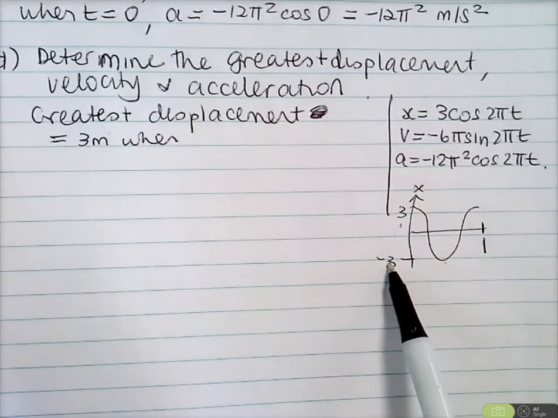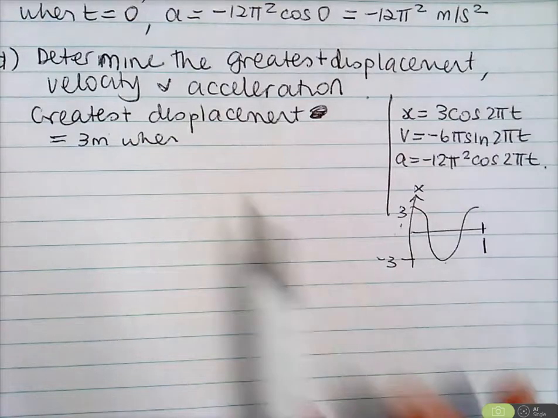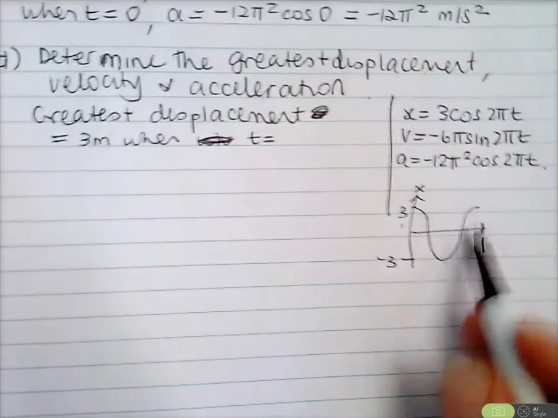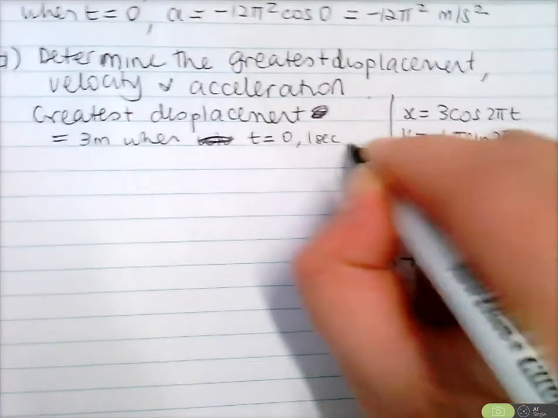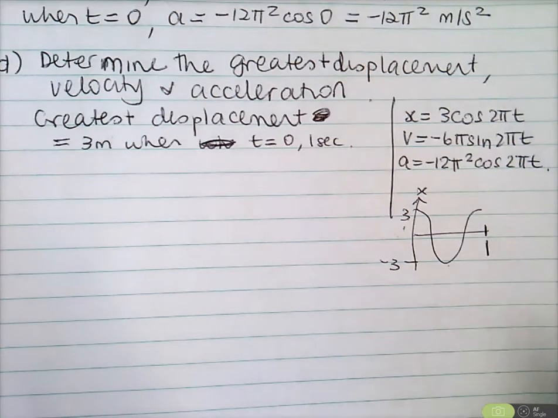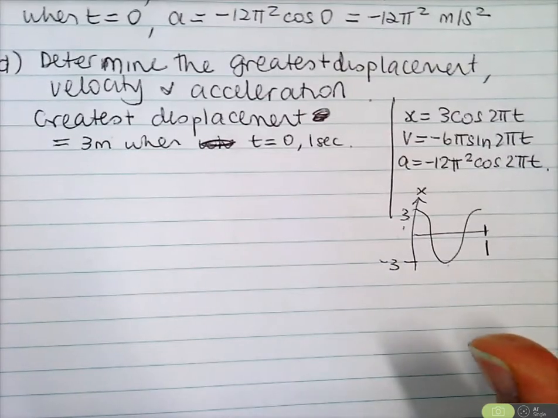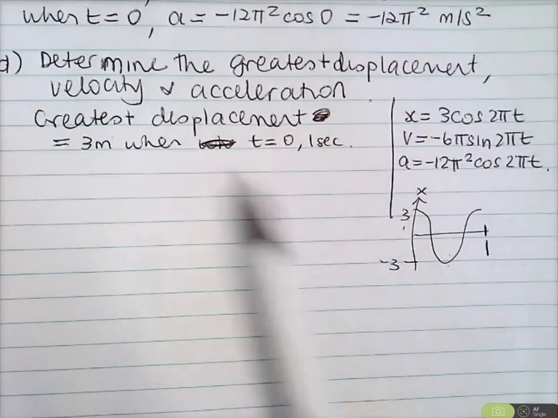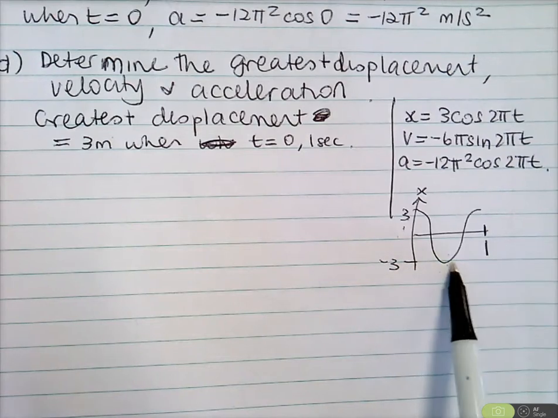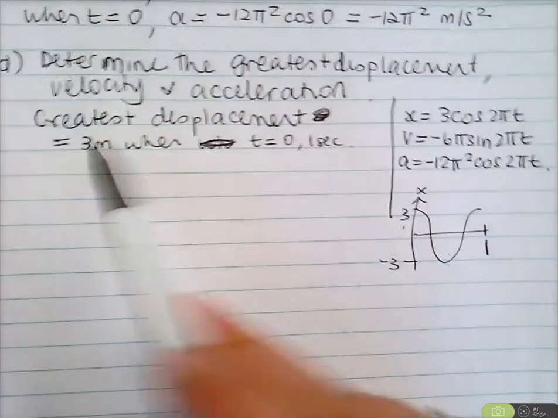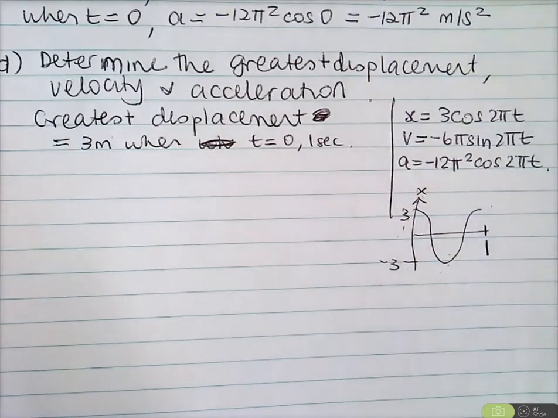3 plus 3 is greater than minus 3. Okay? So the greatest displacement is 3 metres when t equals, I suppose, 0 and 1 second on this particular graph. Okay? 0.5, but in the note. All right. Now, it is 3 metres because it's positive 3. This is the greatest distance to the left-hand side of the origin when it's half a second. Okay? So we're just going to keep it as the plus 3 is greater than the minus 3.